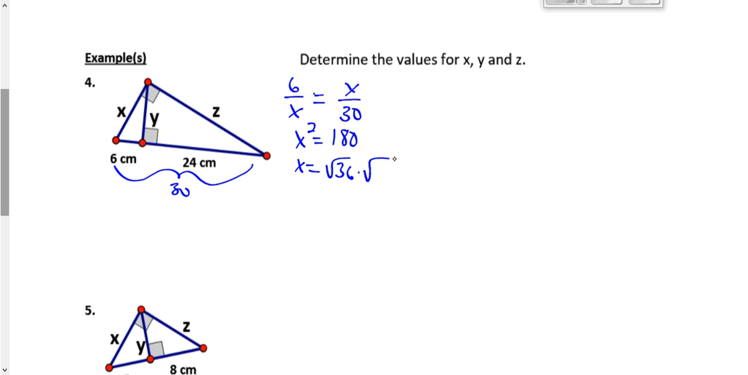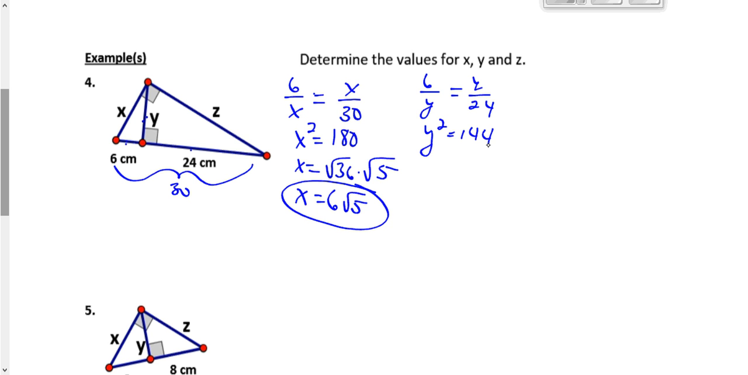So x equals 6 square roots of 5. Okay? Who got y? How many got 12? We didn't have to really simplify that, right? So now y is this first case between these 6 and 24, right? So 6 over y equals y over 24, right? So y squared is 144, and simply enough, y equals 12.